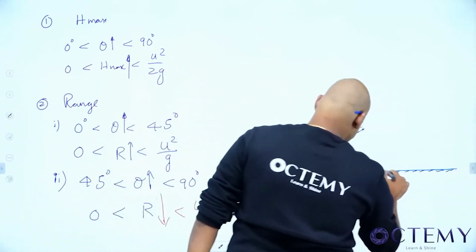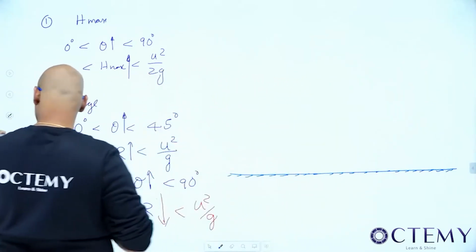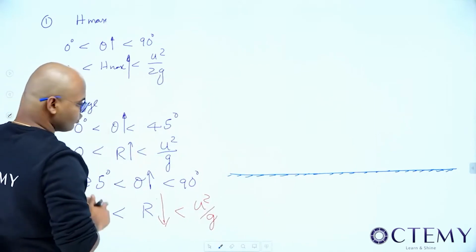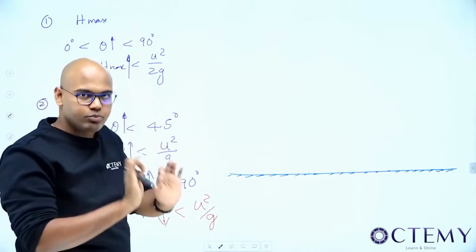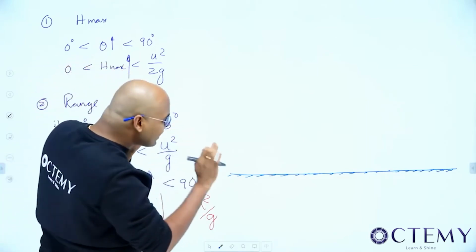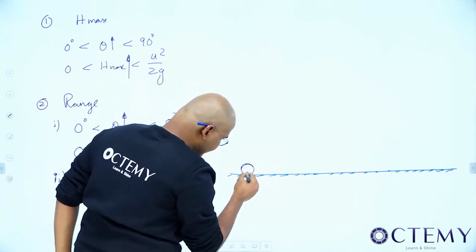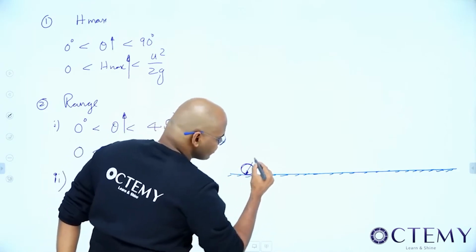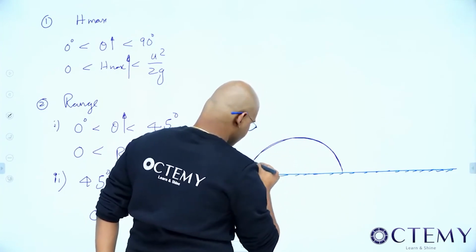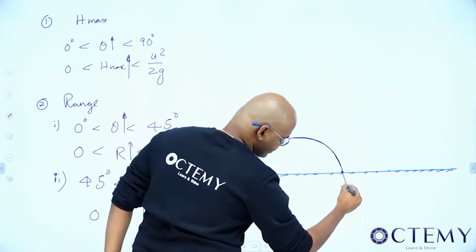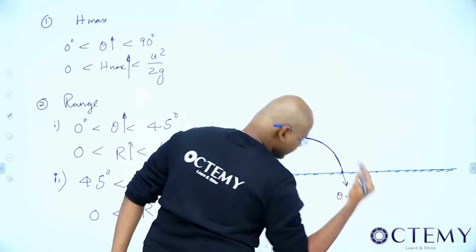Let us say this is my ground. Now we'll go with the same example we have done just now. Suppose with some initial velocity u, I have projected a ball at an angle of 15 degrees from here. It has gone something like this. What is the angle of projection? Theta equal to 15 degrees.